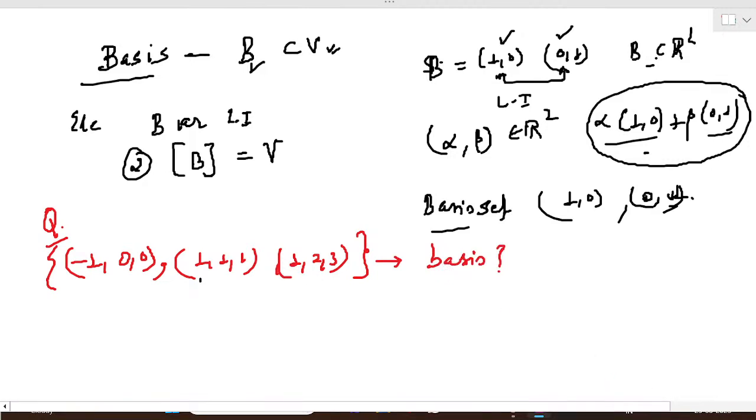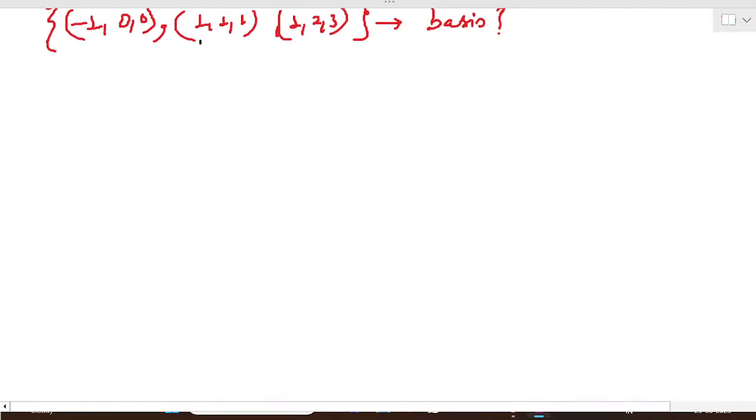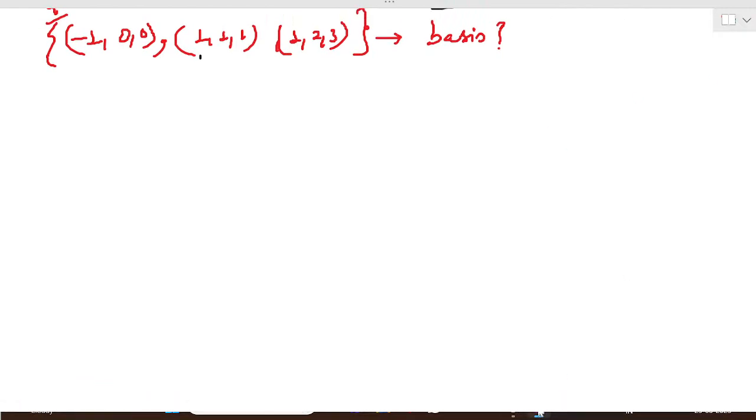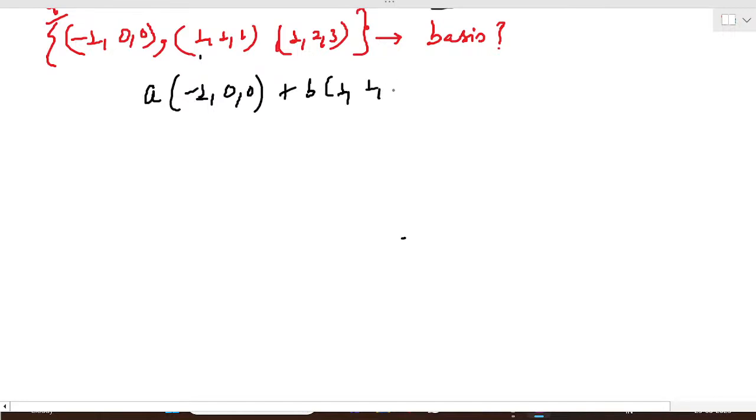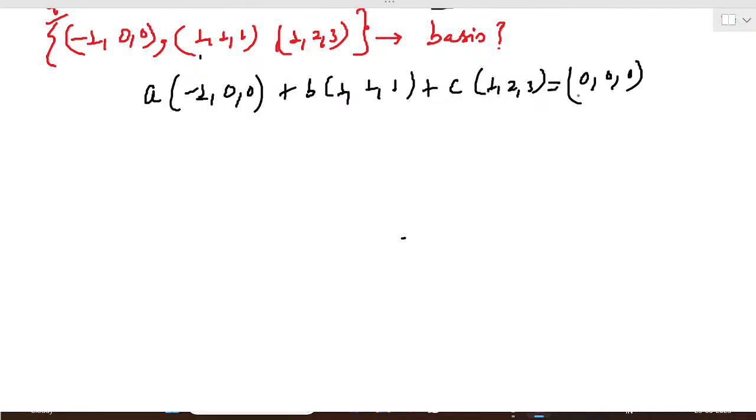I'll do it once in the manner which we were doing. See, for basis, the first thing that needs to be checked is whether they are linearly independent vectors or not. So let us check. I'm writing only once: a times (1, minus 1, 0), then b times (0, 1, 1), plus c times (1, 2, 3) should be equal to (0, 0, 0). Right? For linear independence, what one needs to check is whether a equal to b equal to c equal to 0 is coming or not.